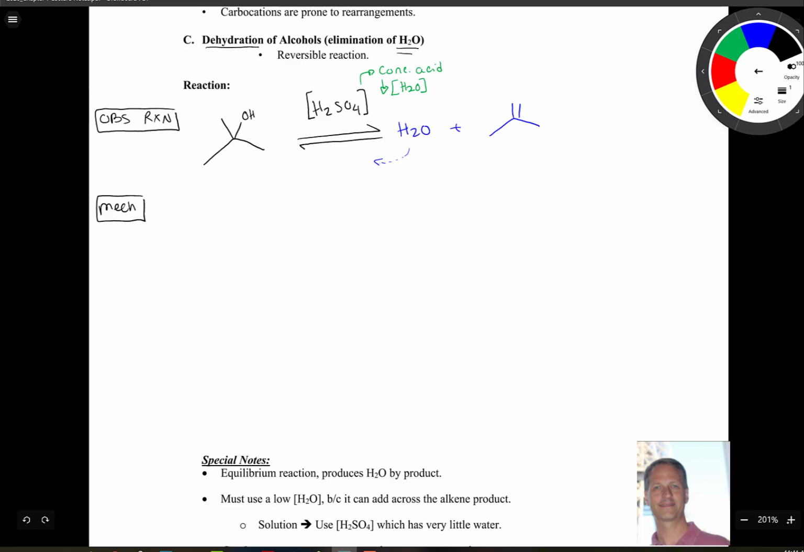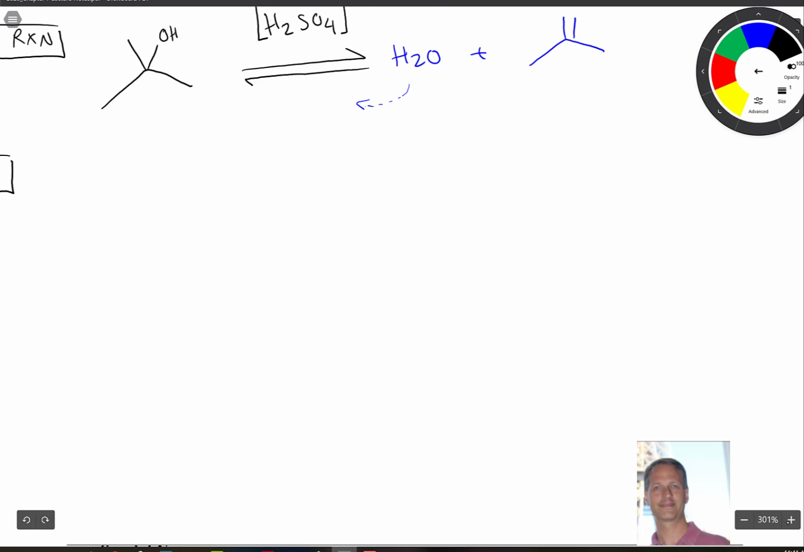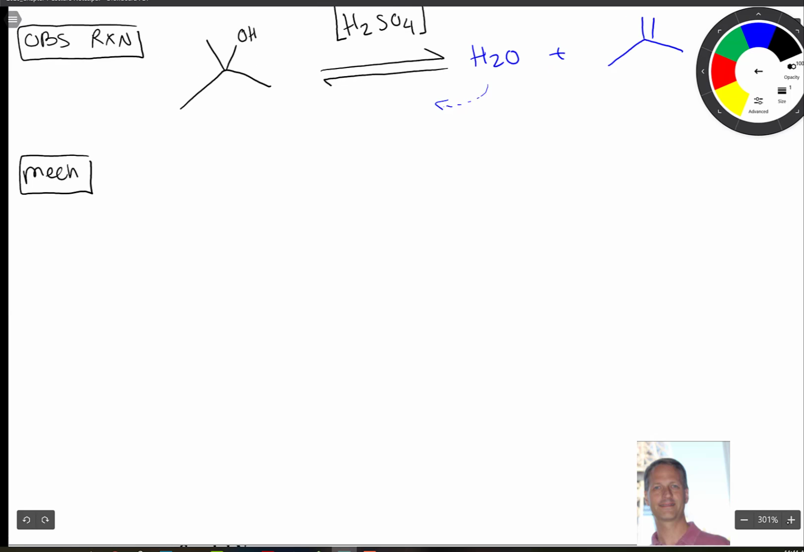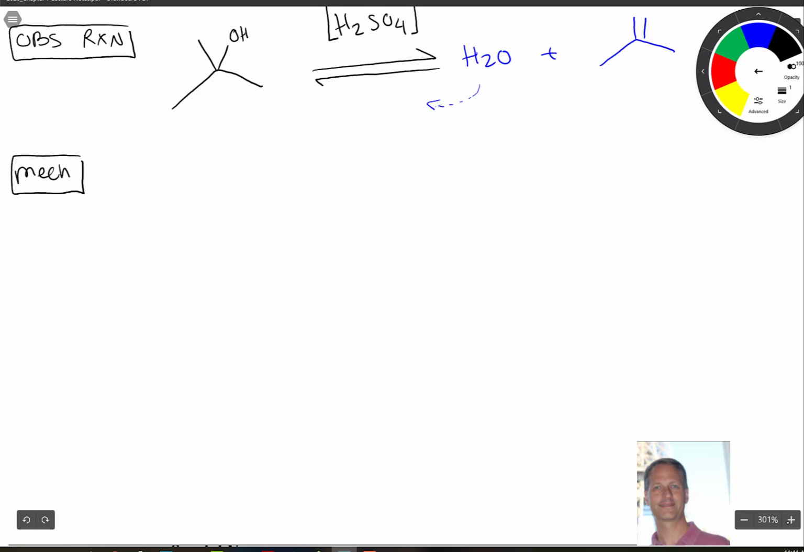So it's a pretty straightforward thing. Let's zoom in a little bit so we can make it look good. Let's take that same alcohol there and let's dehydrate it. So we're going to go through and we're going to add H2SO4. So H2SO4 has the following Lewis structure. Take a second, put that in.